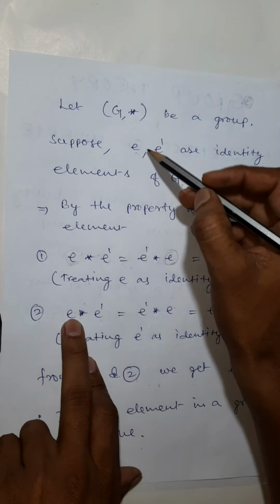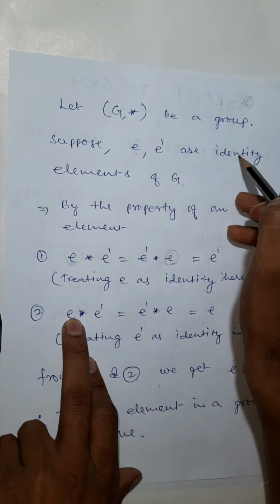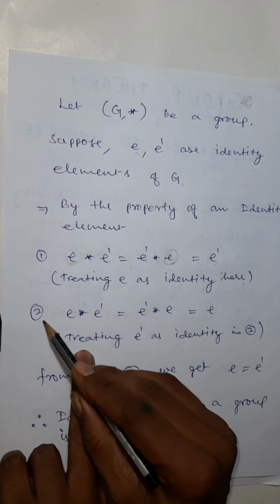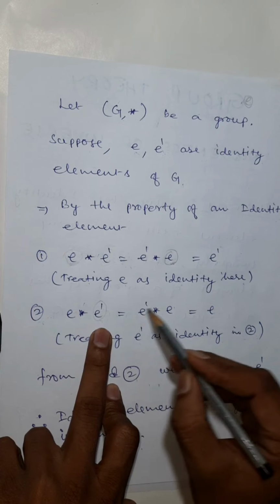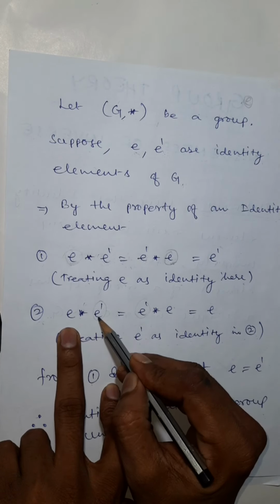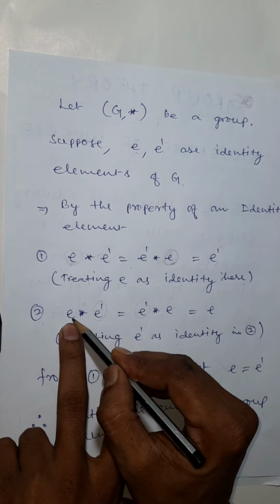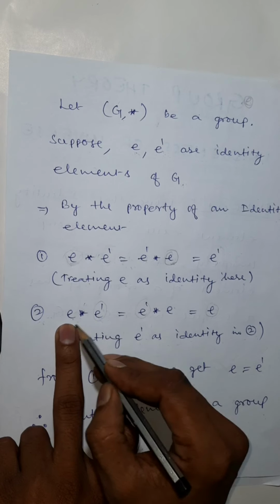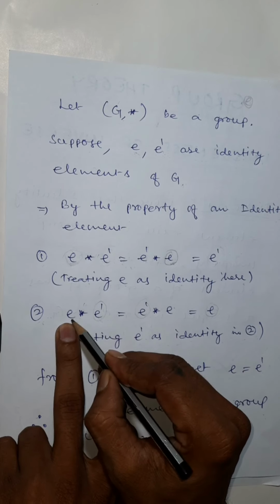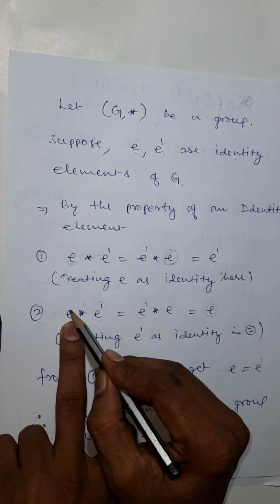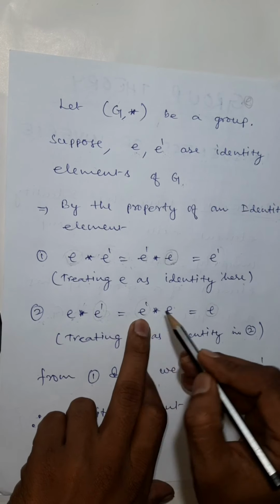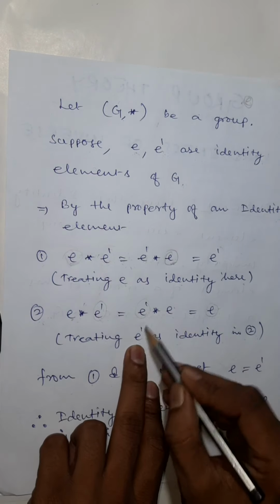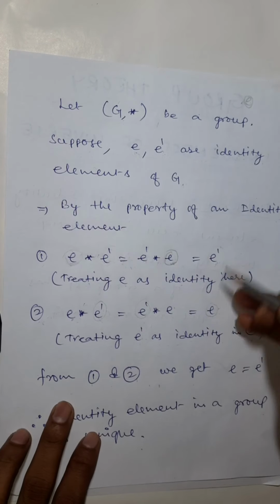Next, the second case: e' is also an identity element. Treating e' as the identity element in the second statement, multiplying this identity element with an element of the group G will equal the element itself, because this one is the identity element. So e star e' equals e, in reverse order, with e' as the identity element. These two things we have here.